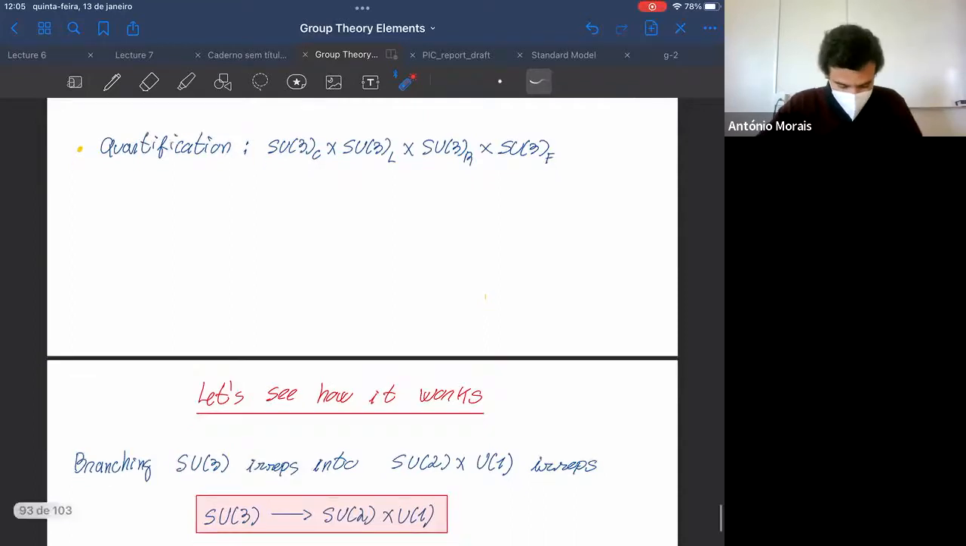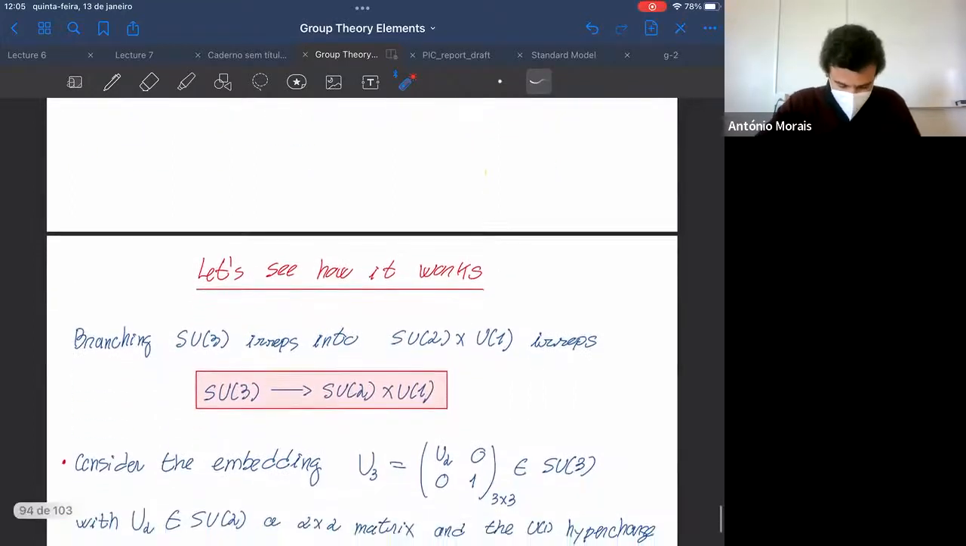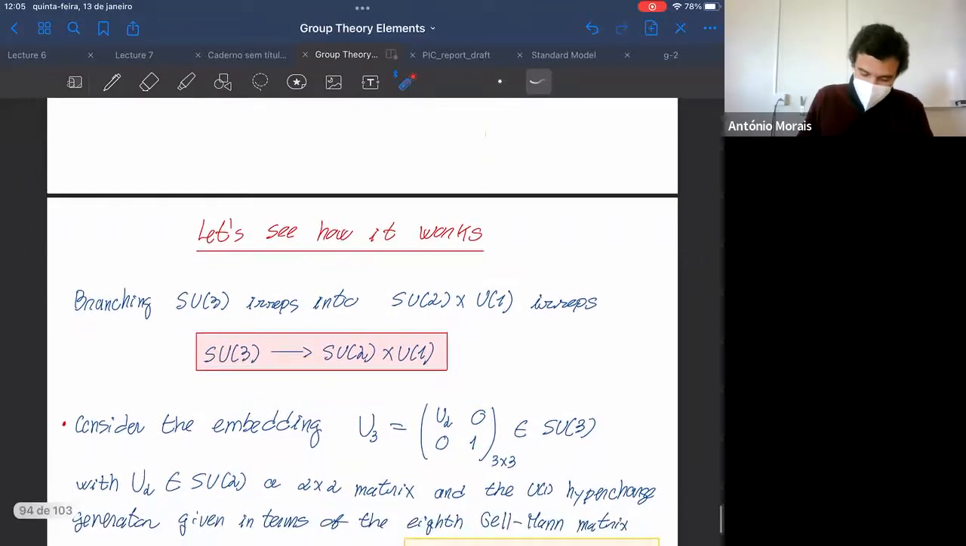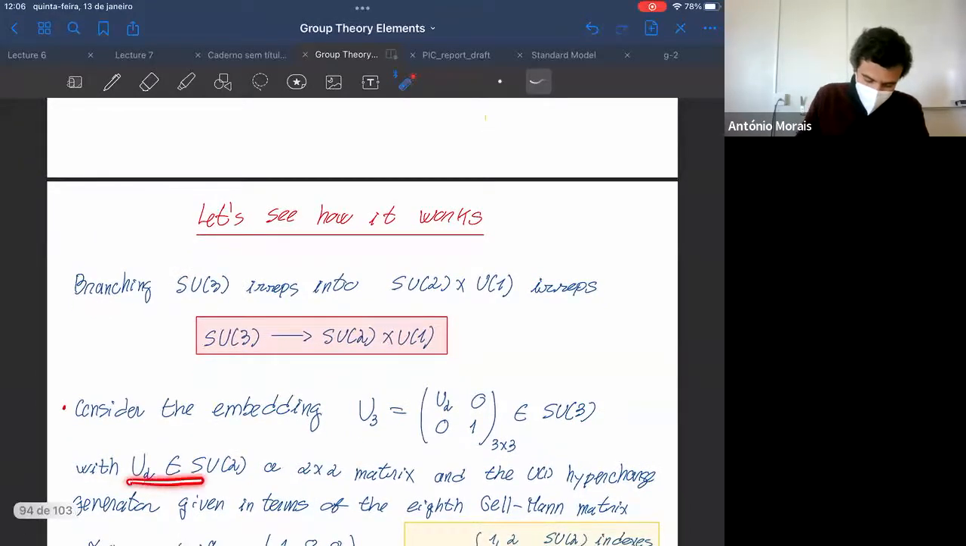But how does it work? First, let's consider the branching of SU3 into SU2 cross U1, because this is the simplest. Well, the simplest would be SU2 into U1 cross U1, but let's already start with SU3. So you can consider an embedding. What is this embedding? You say that you have the U3 matrices that have a 2x2 block with these U2 matrices, and then here an identity matrix. So these U2 are the SU2 blocks, belonging to SU2.